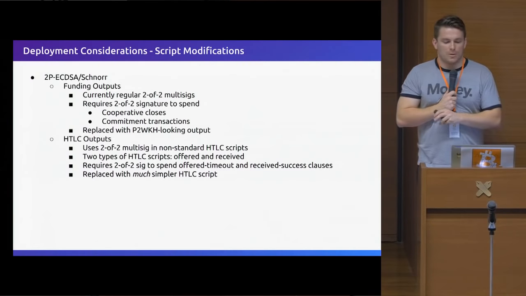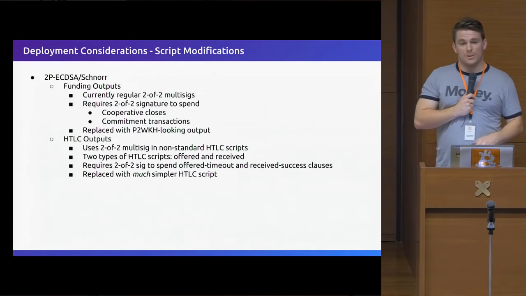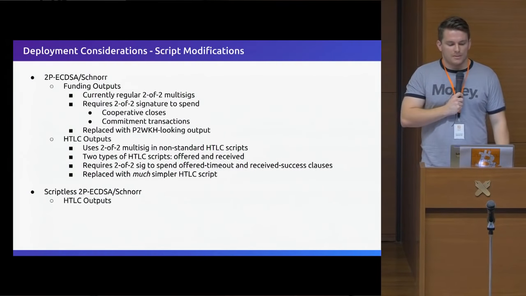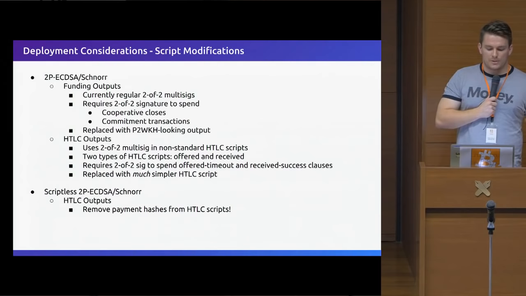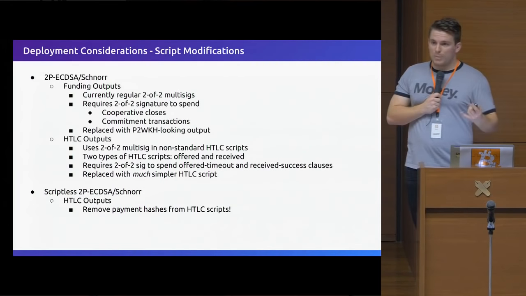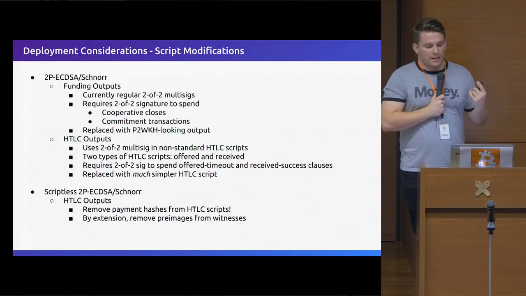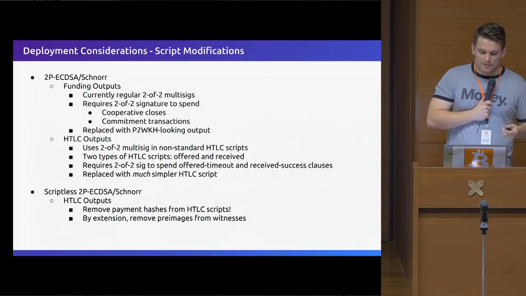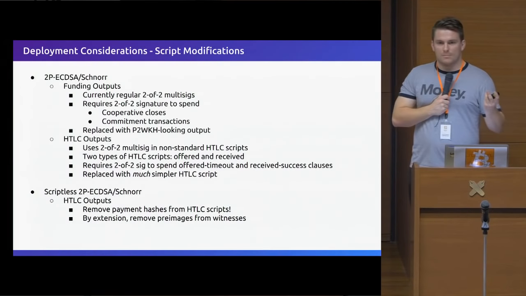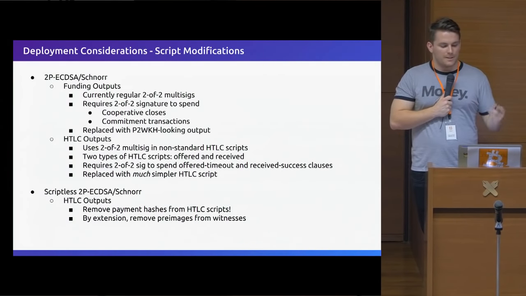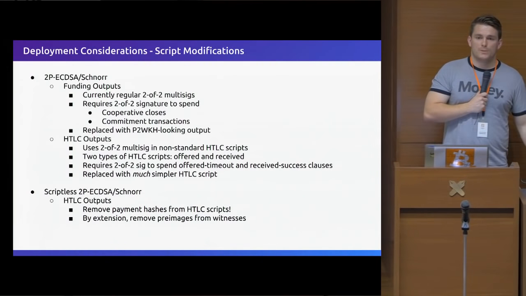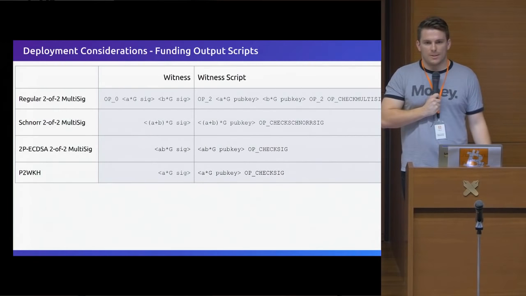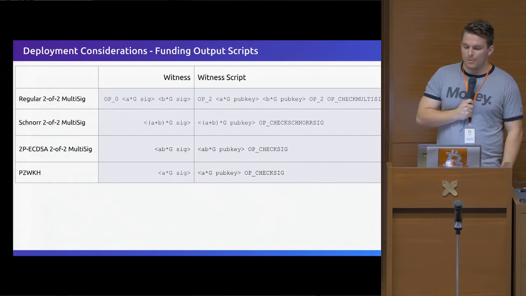And the whole HTLC contract can be replaced with a much simpler script, which I think is a big win. As you'll see later, I have a slide that demonstrates this. And finally, some improvements with scriptless 2P-ECDSA and Schnorr. We can finally remove payment hashes. They're no longer necessary. And similarly, we can remove preimages from the witness. So right there, you're saving easily like 52 bytes in many of the witnesses. I think those are pretty big wins in terms of space savings, fee improvements, and ultimately less load on the blockchain as well, which is the whole point of this conference.